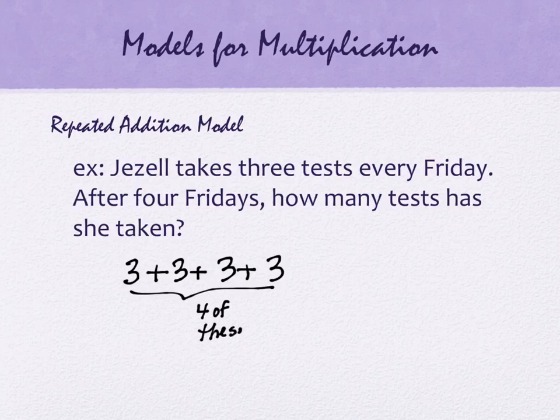And whether you add or whether you remember multiplication facts, you end up getting the number 12, right? We do have units because we are talking about a context problem. 12 what? Tests.